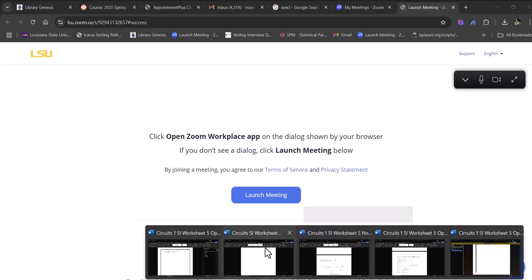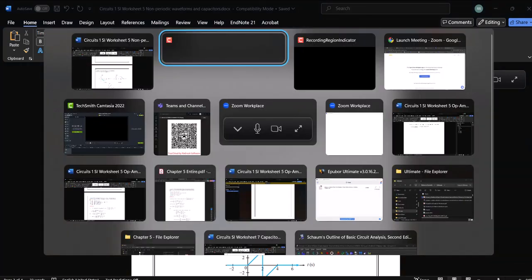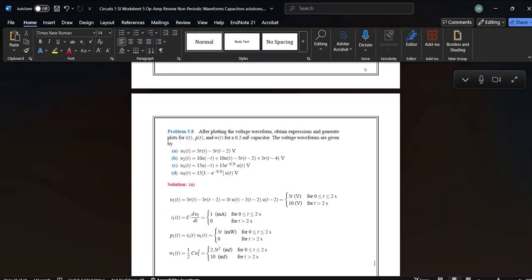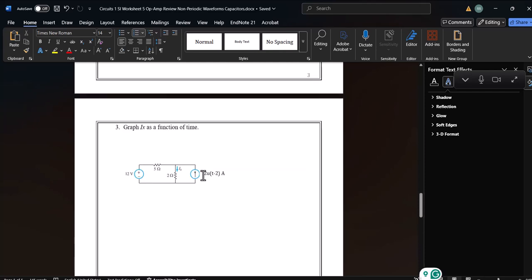Worksheet. Some of them are a little tricky. Let's see. That's the wrong one. There we go.